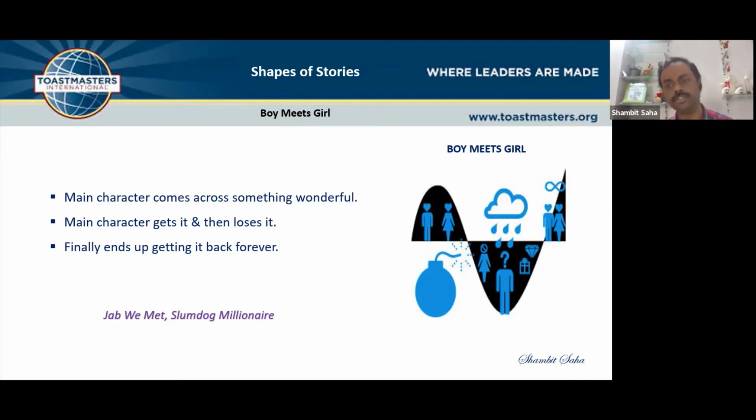The boy falls into darkness. The main character is filled with depression and everything negative. But for some reason, the main character recovers whatever he or she has lost, and then again goes into enormous prosperity. Jab We Met, Slumdog Millionaire, yeah, those are some stories. There's actually a movie by the name Boy Meets Girl. So again, I want you to give a couple of examples fast, guys.